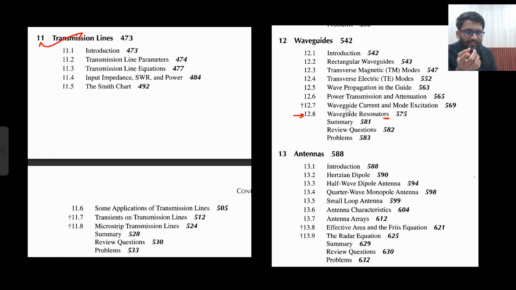Now you would be thinking, sir, what is this, waveguide, current and mode excitation? This is just the field pattern. We saw the field pattern, no? So all these things we have seen. And here only the rectangular waveguide is there. We have studied the circular waveguide as well, right? So this completely we have seen, and this also completely we have seen.